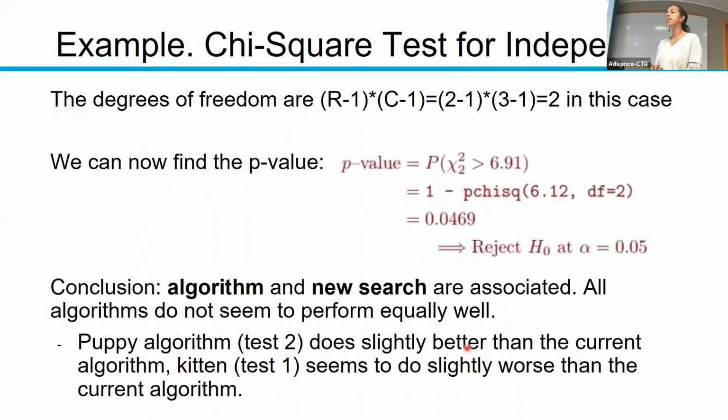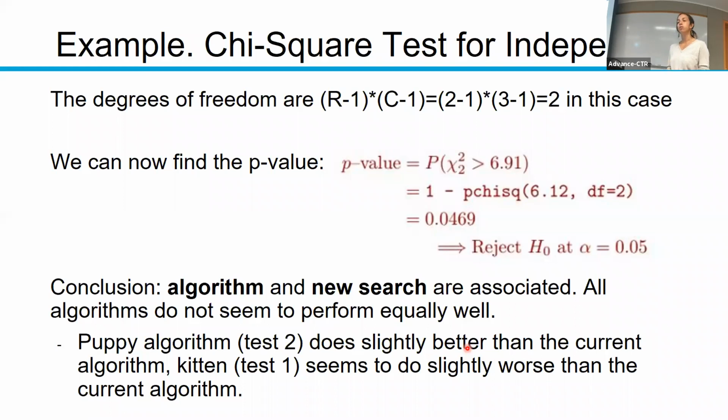So we now want to obtain a p-value. We can get this p-value using this chi-squared value of 6.91, as well as the degrees of freedom. As I mentioned, this is a 2x3 table. So the degrees of freedom is going to be equal to 2 minus 1 times 3 minus 1. So in this case, the degrees of freedom is 2. When we end up getting our p-value, we find that the p-value is 0.0469. So we're going to be rejecting the null at our significance level of 0.05.